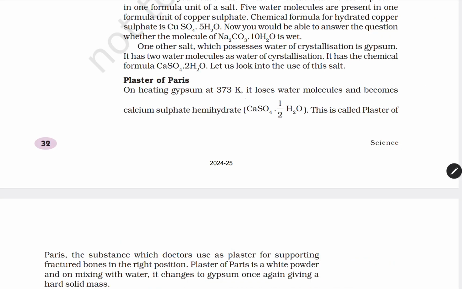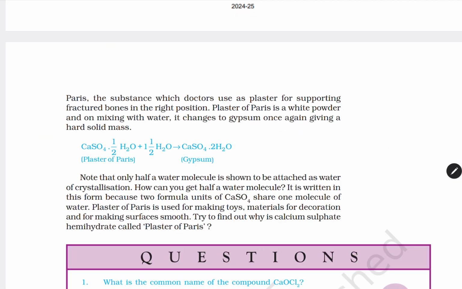You all know about this plaster of Paris, right? We use this for making dolls and such things. What happens? Heating gypsum at 373 Kelvin, it loses water molecules and becomes calcium sulfate hemihydrate. This is called plaster of Paris. The main use of plaster of Paris is when you get a fracture. For supporting fractured bones, we use plaster of Paris.